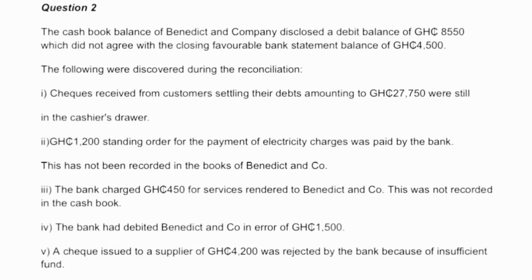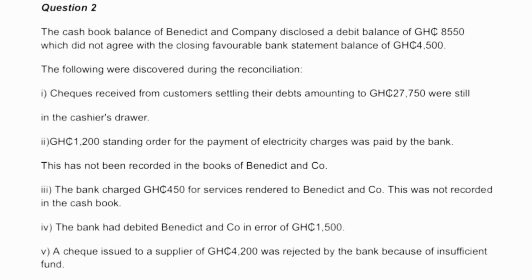Benedict and Company. III. The bank charged 450 Ghana cedis for services rendered to Benedict and Co. This was not recorded in the cash book. IV. The bank had debited Benedict and Co. in error of 1,500.